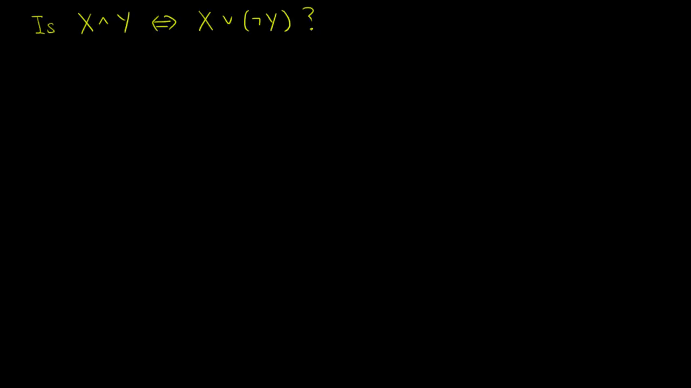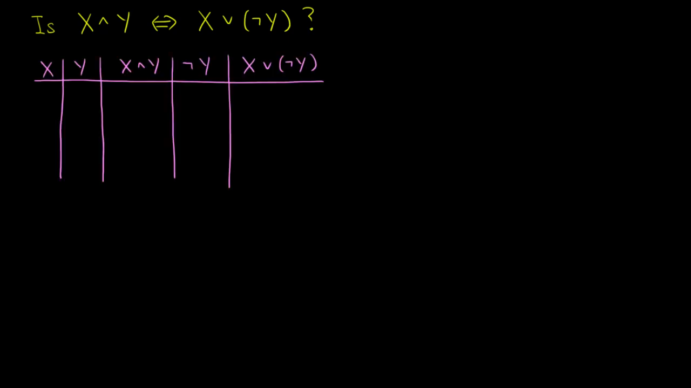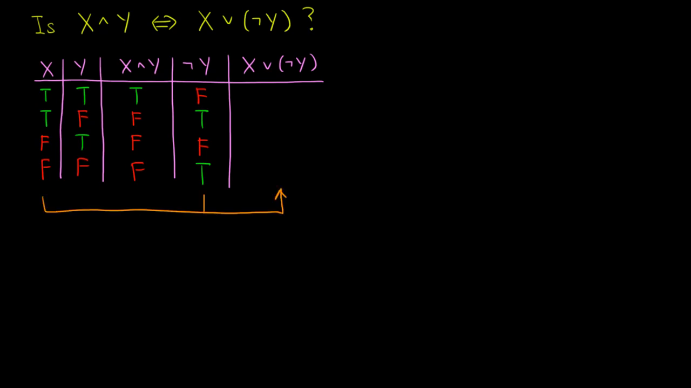Let's look at more examples. Is x and y equivalent to x or not y? Again, we construct the truth tables for x and y, and x or not y, and check that their corresponding truth values are the same. We have already seen how we can arrive at the truth table for x and y. For x or not y, we first write a column for not y, and form the statement x or not y by looking at the columns for x and not y.